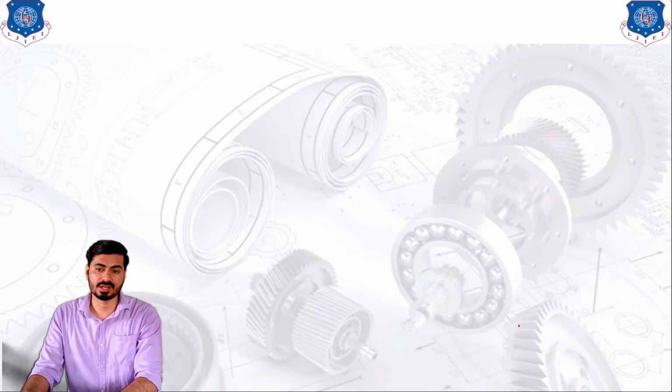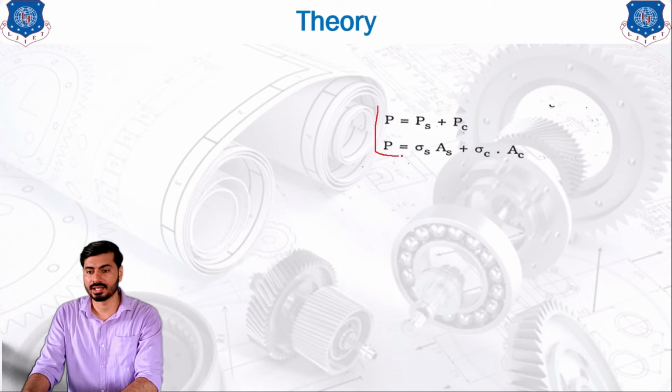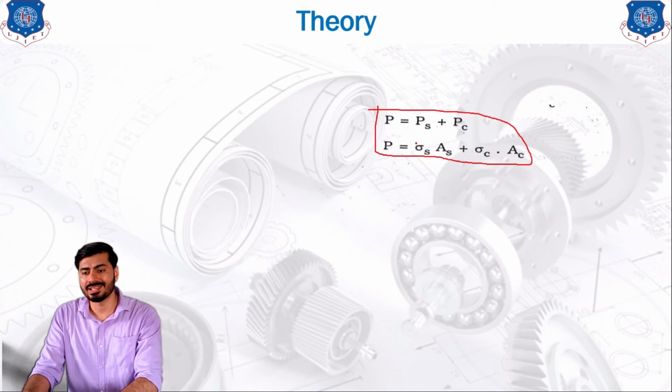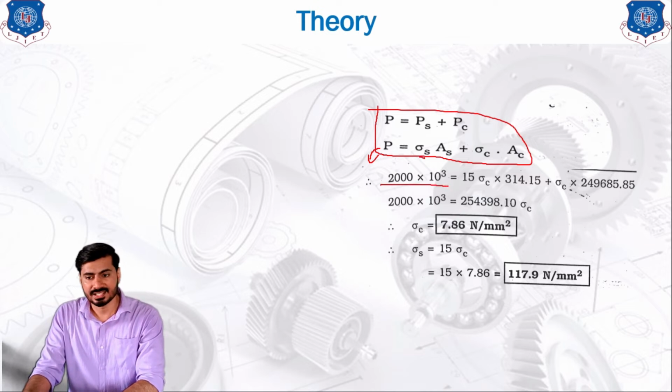We are going to use this equation again so that you can relate those particular equations like this. This is the similar equation we have seen in the previous slide. So what we are going to do is insert the values and relation that we have obtained in the previous slide. We know that P is 2000 kilonewton. Sigma S can be written as 15 times sigma C. We know the area of the steel material. We know the area of the concrete material.